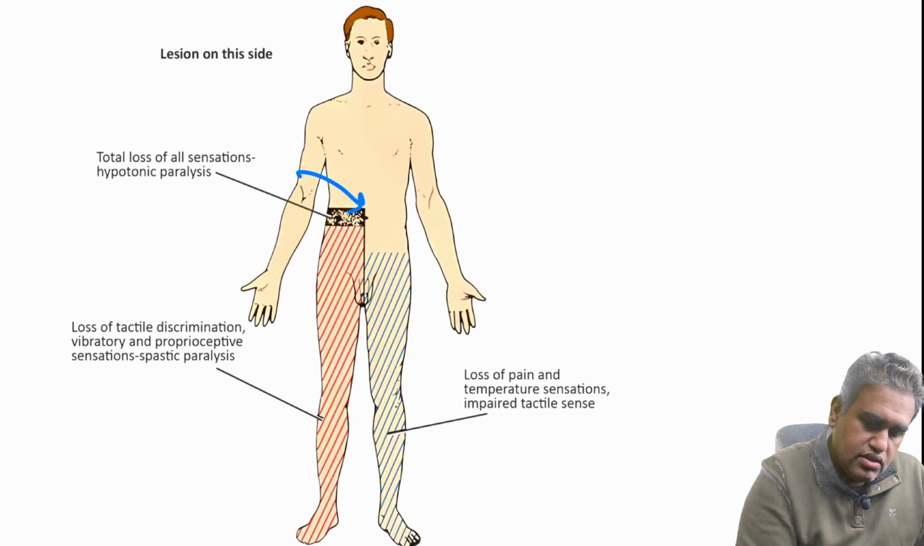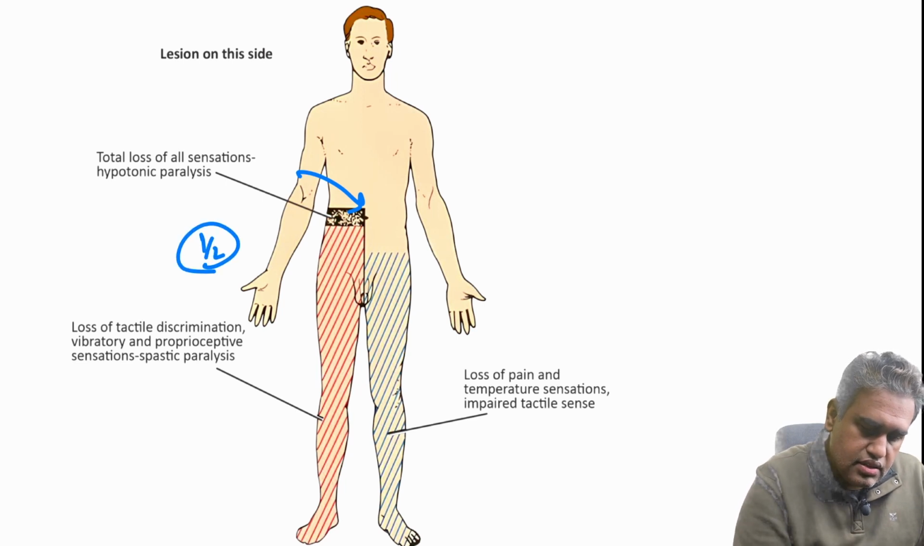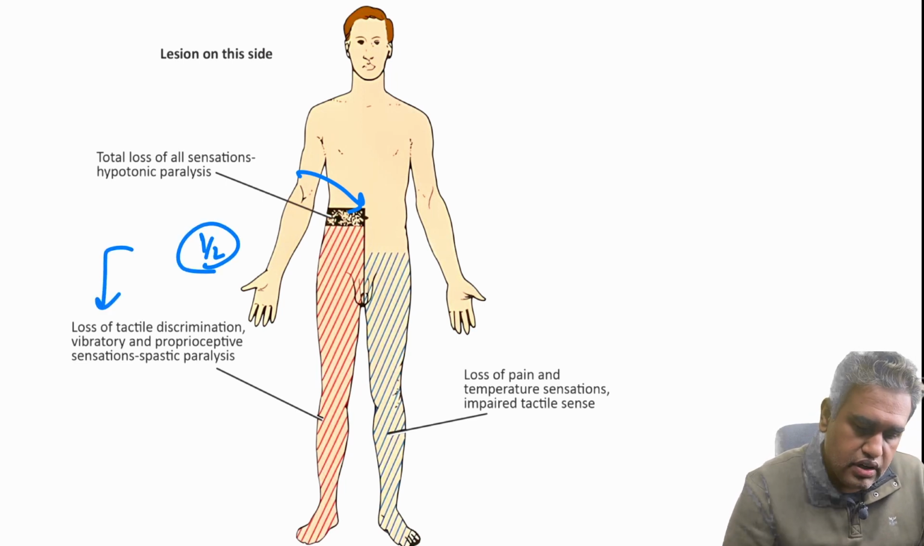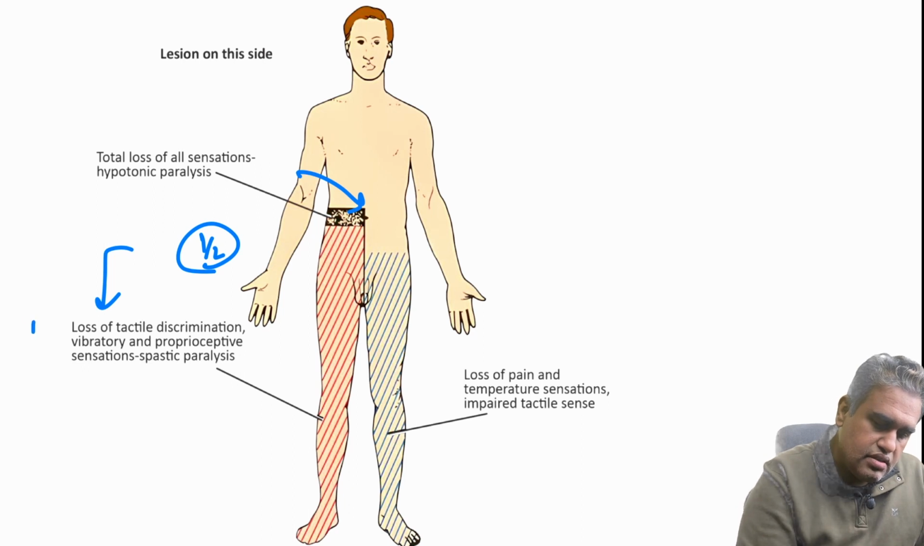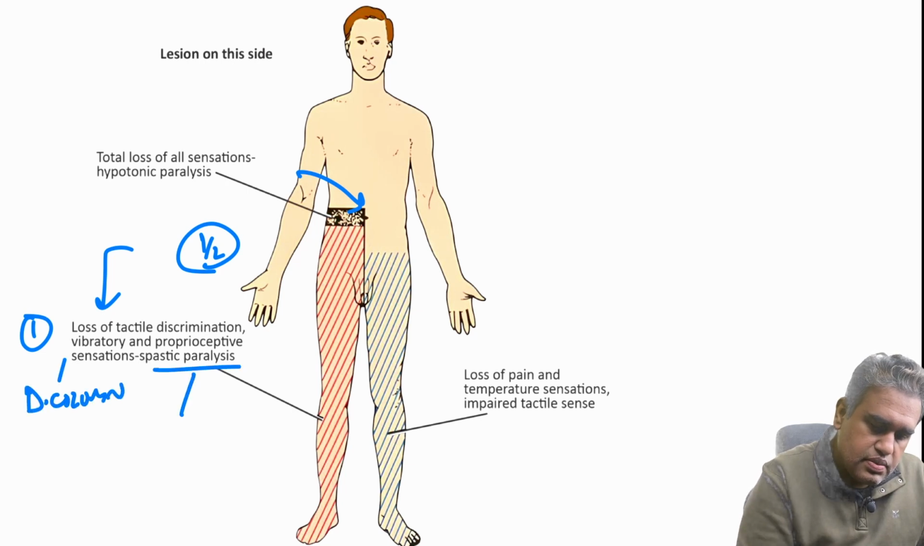On the same side, that is the right side, the ipsilateral side as we call it, two things happen over here. What are those two things? One thing is there is a loss of tactile discrimination, vibration and proprioception sensation. So the dorsal column tract is involved. Second thing, there is spastic paralysis, that is corticospinal tract involvement.